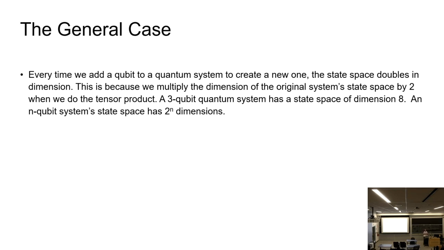in general terms. So every time we add a qubit to a quantum system to create a new one, the state space doubles. And that's because we multiply the dimension of the original system state space by 2 when we do the tensor product. So a 3-qubit quantum system has a state space of dimension 8, and an n-qubit quantum system state space has a dimension of 2 to the n.